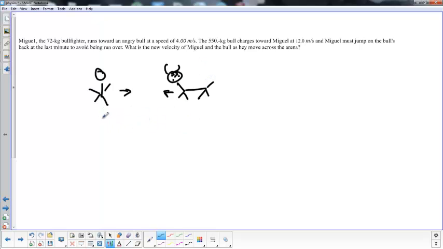So let's see. The momentum of Miguel is 72 times his speed running towards an angry bull at a speed of 4 meters per second. Yep, couldn't catch me doing that for $1 million. And the 550 kilogram bull is going towards Miguel at 12 meters per second. But the bull is going that way, so that's going to be a negative 12. And these two are going to add up to the same thing as whatever's going on after the collision.